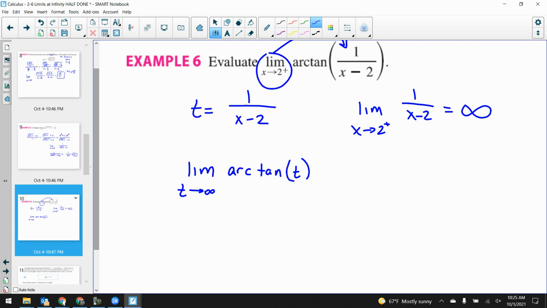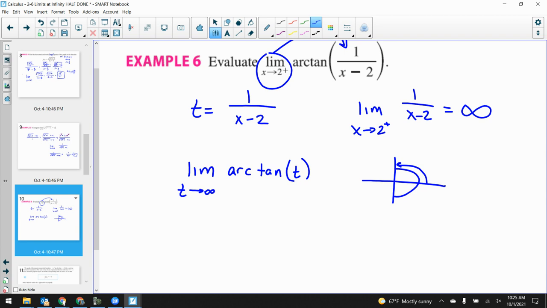Think about arctangent. Remember, arctangent is the capital T tangent, right? Capital T tangent is a restriction. That should look more like a half circle, but that's okay. Capital T tangent is restricted to the first and fourth quadrants, right? Negative pi over 2 to pi over 2. So as I make t bigger and bigger and bigger, that means it's going to go here, here, here, right?